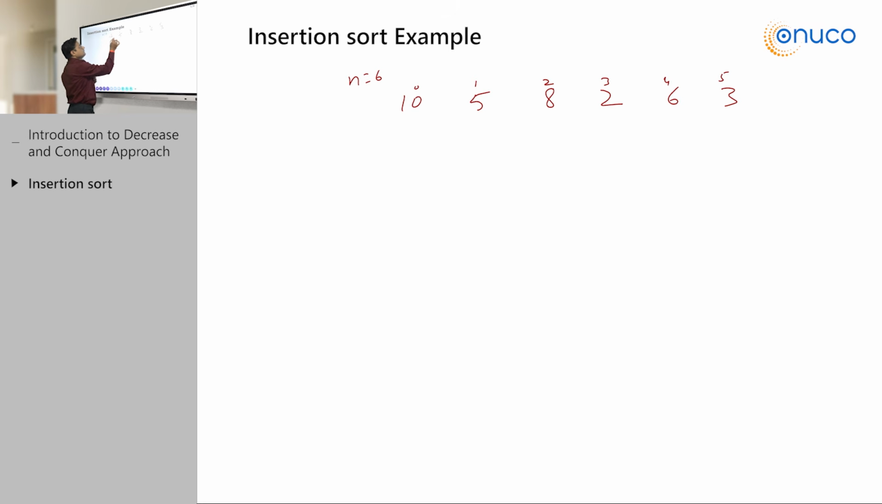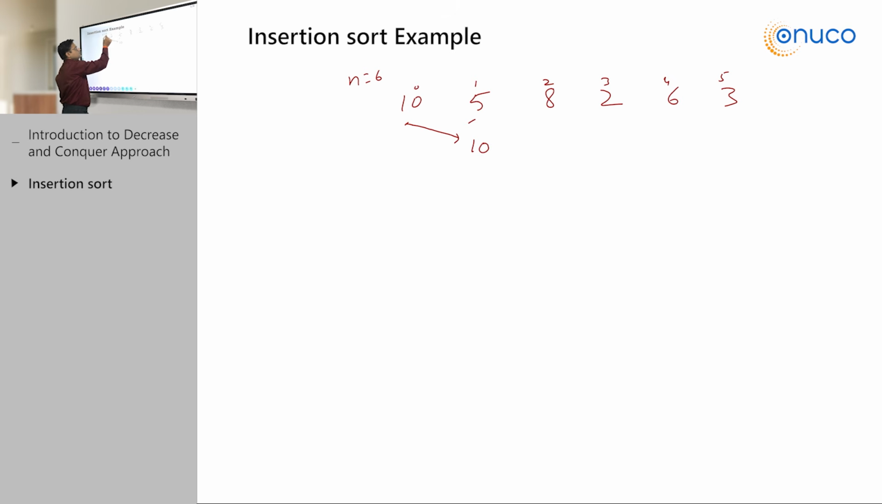Look, we are going to compare this and this, first element and second element. We find that 5 is lesser than 10. So definitely 5 should not be on the right hand side, 5 should be on the left hand side. Since 10 is greater than 5, 10 will go to the place of 5.